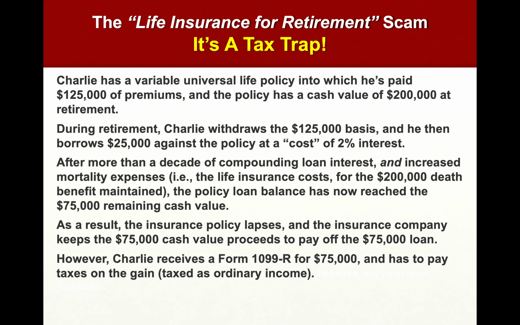He's paid in $125,000 in premiums. It's got a cash value of $200,000. Now, one of the things about life insurance, it has an advantage to it. It's one of the few investments where you can pull out the basis first. He can pull out the $125,000.